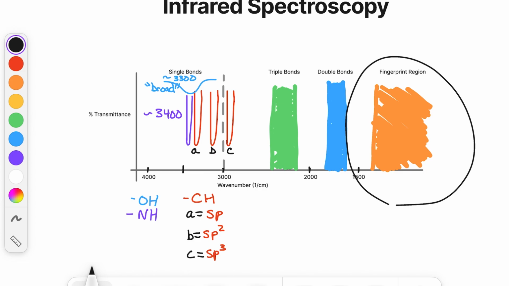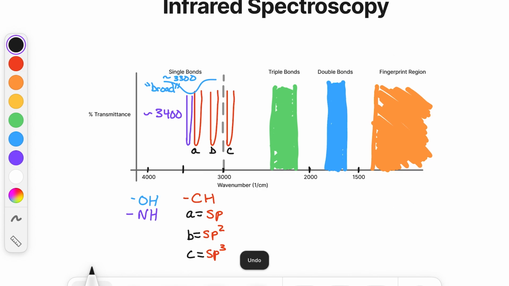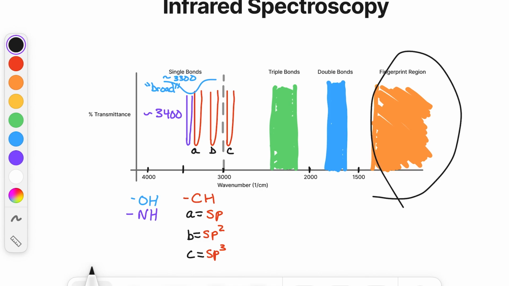We have this first region all the way on the right called the fingerprint region. It's called the fingerprint region because every molecule or compound that's going to get sent through an infrared spectroscopy has a region that is indeterminable or undeterminable. Like a fingerprint, everyone is different. Every molecule or compound is different, and it's going to be unreadable. So just know that the fingerprint region is below 1500, and there's nothing you can do with it.